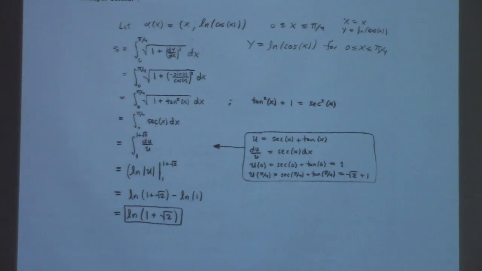Oh man, I was going to do an example today. Curses. Yeah, I'm out of time. So here's one.